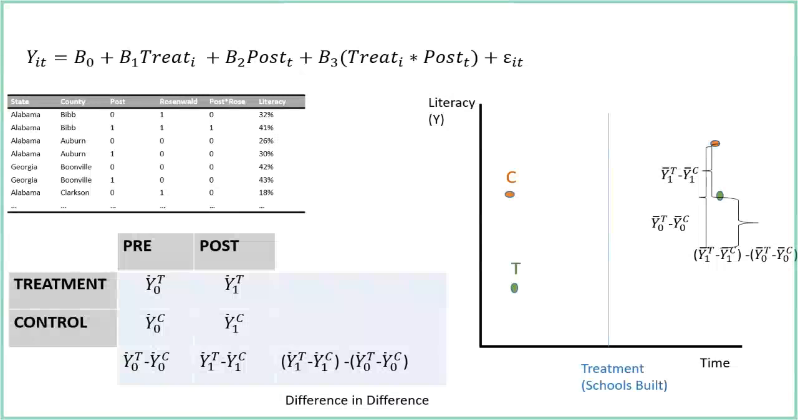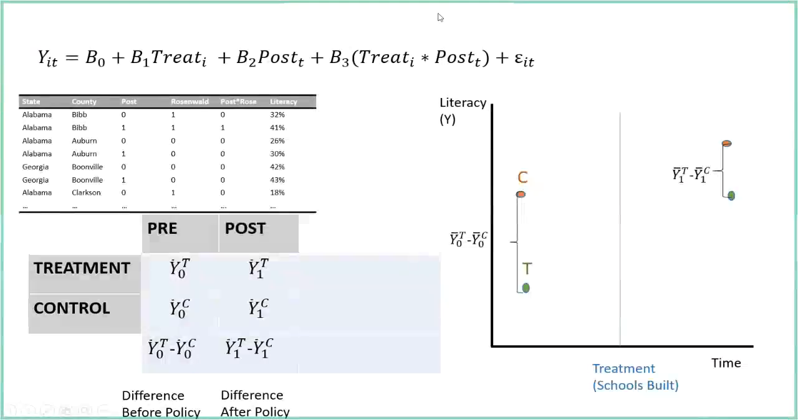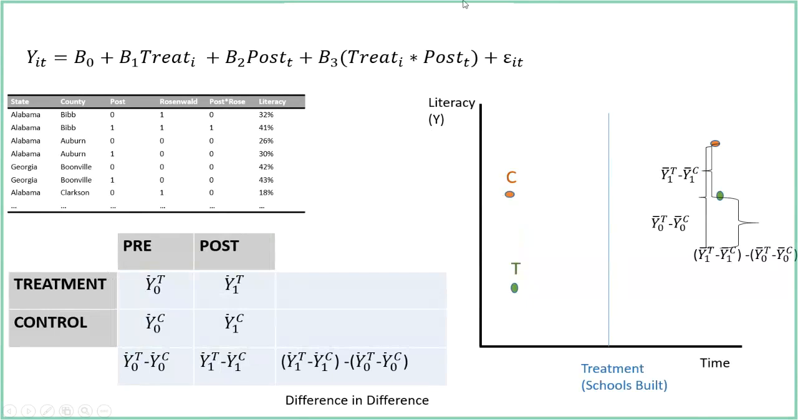So ultimately, a difference in difference estimation is going to be the change in the gap between this vertical distance and this vertical distance. And that's represented on this next slide. This full distance here was the difference in literacy rates between control and treatment schools before any Rosenwald schools were built. This smaller vertical bar here is the difference after they were built.